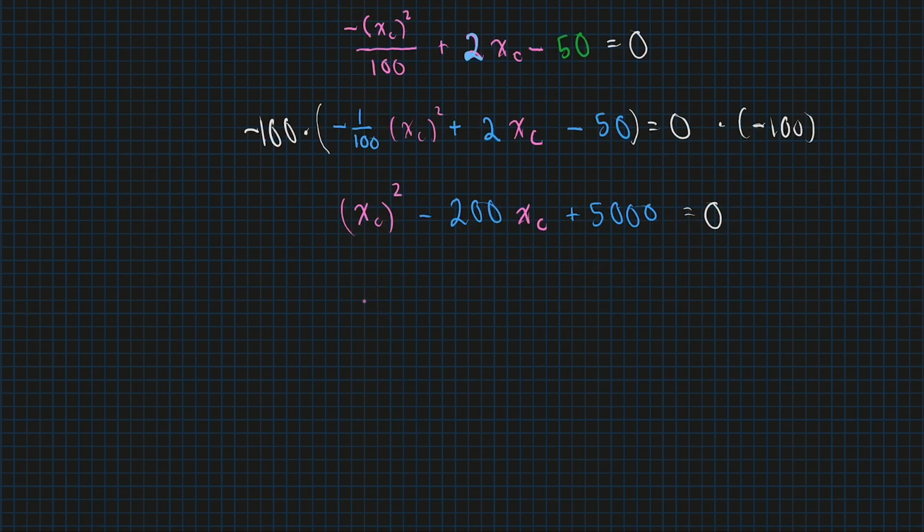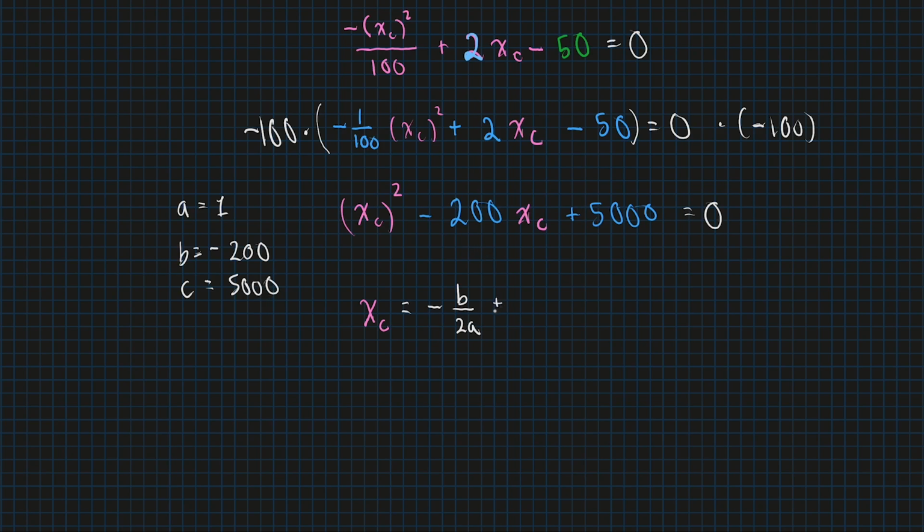So we can say for the quadratic formula, it's usually x is equal to, but since x sub c is our x here, we can say that x sub c is equal to negative b over 2a, and it might be helpful to write what a, b, and c are here. So a is the coefficient in front of x sub c squared, so a is equal to 1. B is the coefficient in front of x sub c without the square, so b is equal to negative 200, and c is our constant. So c is positive 5,000.